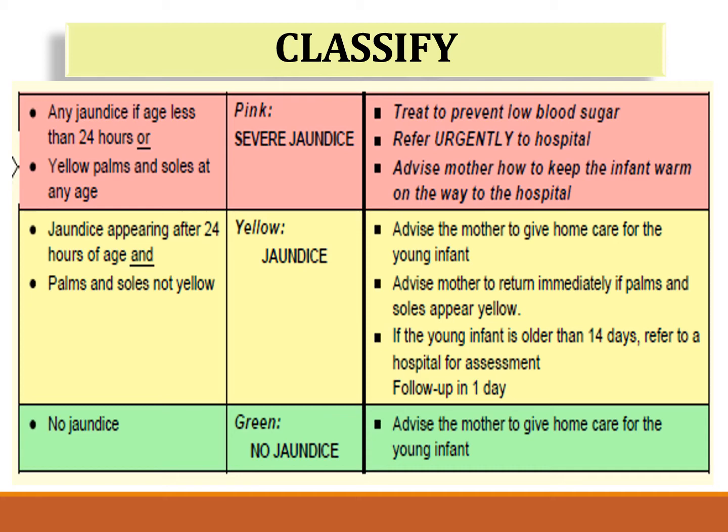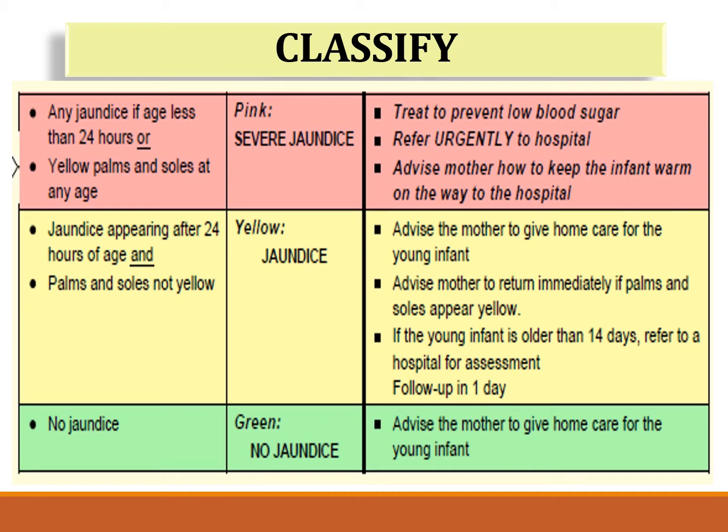The pink is for severe jaundice: jaundice if age is less than 24 hours, meaning the jaundice appeared at birth, or yellow palms and soles at any age. Okay, that would be labeled as severe jaundice. Then treat to prevent low blood sugar. It's very important. Then refer urgently to the hospital. Advise the mother how to keep the infant warm on the way to the hospital.